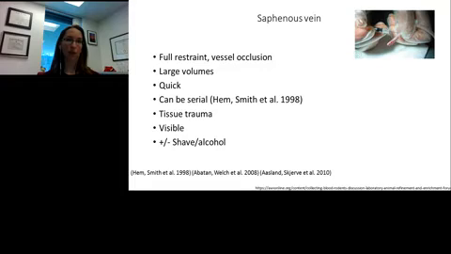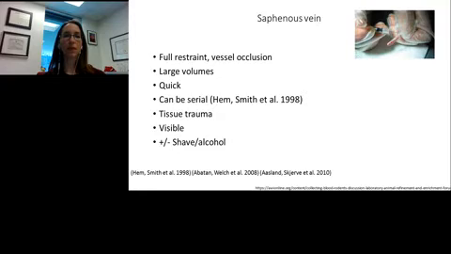You can get large volumes from the saphenous relatively quickly. It can be used for serial blood collection. It is reported that saphenous vein collection can cause tissue trauma at the site. It does have the advantage, though, that the target is visible.